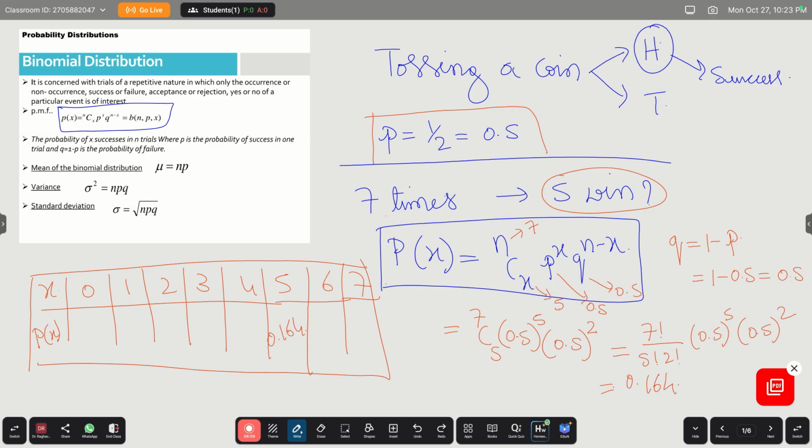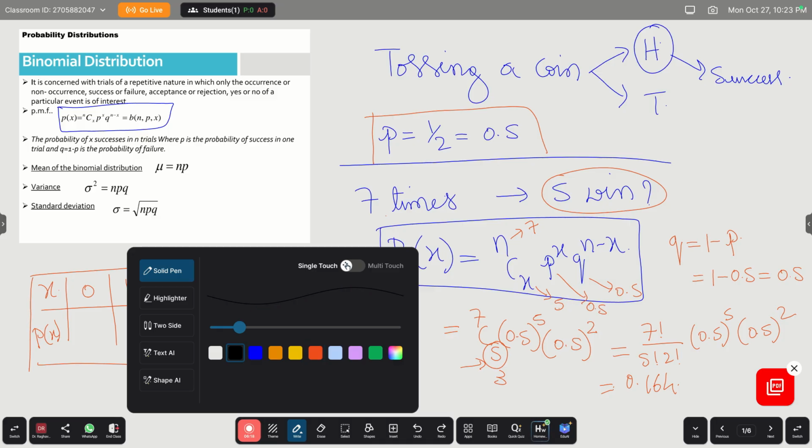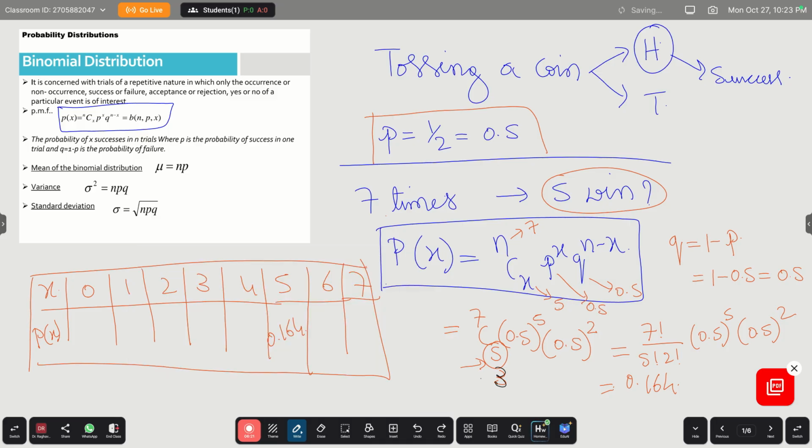Suppose you want to know the probability that you will have 3 success. Instead of 5 here, you have to replace it by 3. Just replace the value of X. So in this power, instead of 5 it will become 3, and the other power, 7 minus 3, will be 4. 7C3, we know that it's 35, and the final value will be 0.2734. So 0.2734 will be the probability of 3 success out of 7.